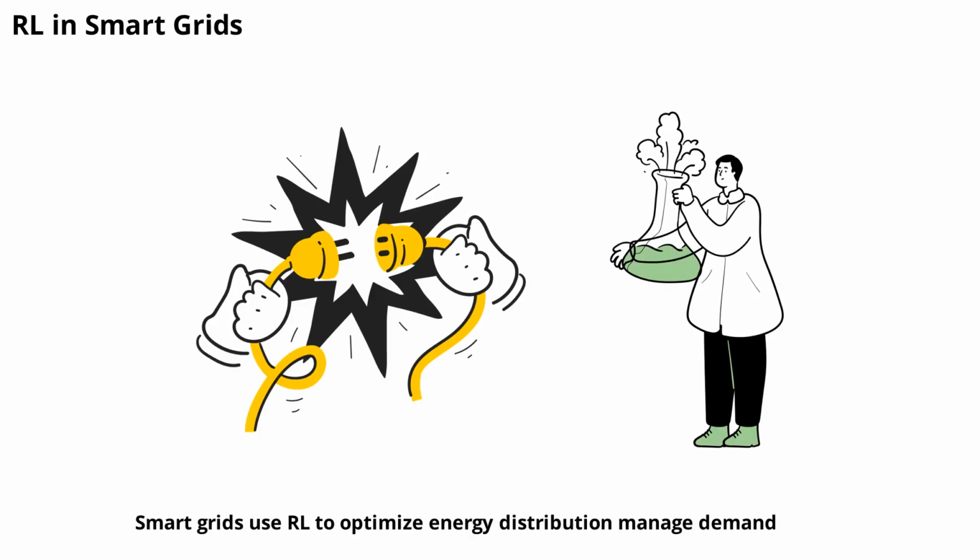Smart grids use RL to optimize energy distribution, manage demand, and integrate renewable sources. Agents learn to balance supply and demand, reduce costs, and improve reliability. RL enables smart grids to adapt to changing conditions and make efficient use of resources, supporting the transition to sustainable energy systems.